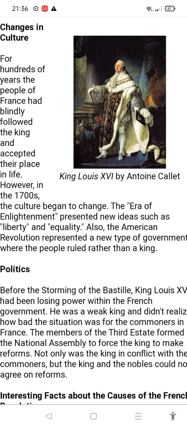Interesting facts about the causes of the French Revolution. The commoners resented a tax on salt called the gabelle. They needed salt to flavor and preserve their food. The political system of France before the French Revolution was called the Ancien Regime.